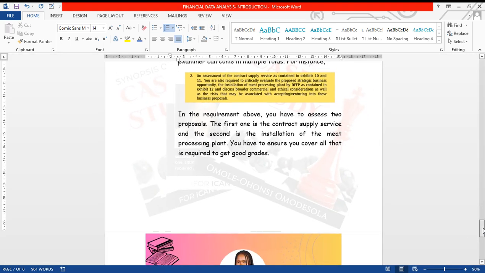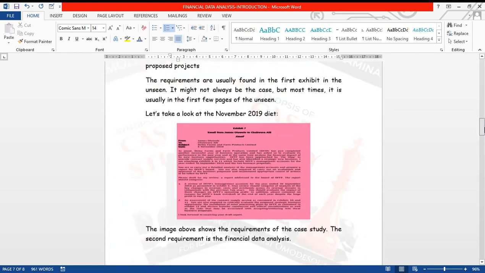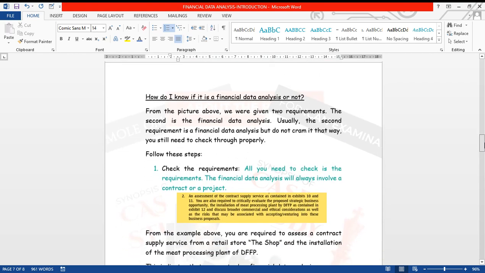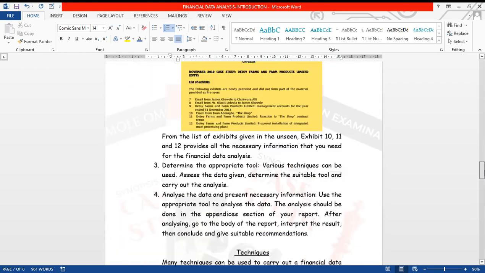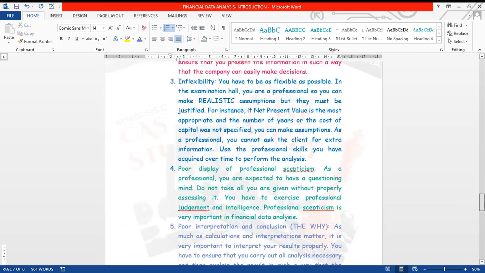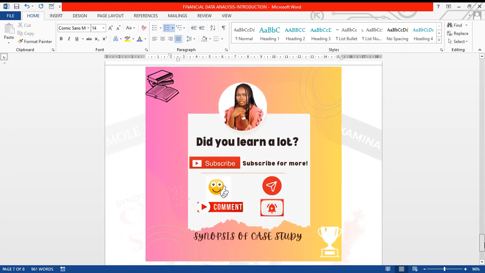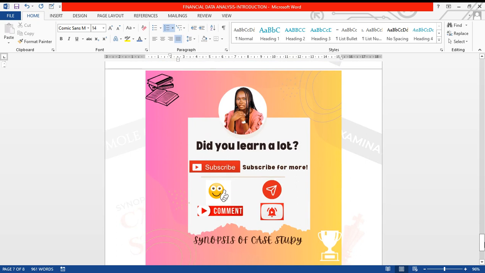So that's all for today. Today we talked about what a financial data analysis is, how you find the requirements. We also talked about how you know if it is financial data analysis or not. Then I explained techniques, where I explained that there's no one way, there's so many ways, so you have to be open, revise your notes, read everything again. Do you understand? And the common pitfalls. So in the next class, we're looking at a practical example of how a financial data analysis should be written in your report. That's what we're talking about in our next class.